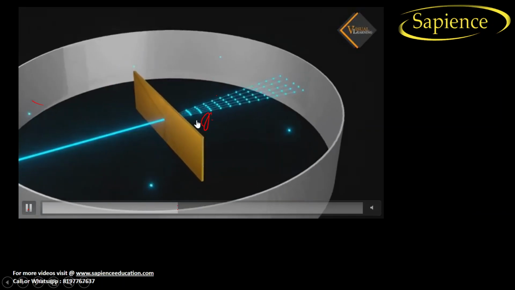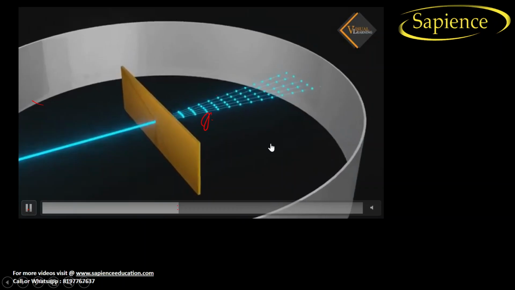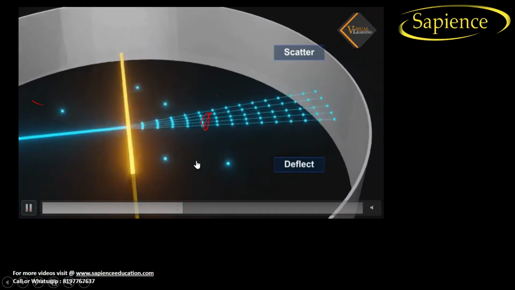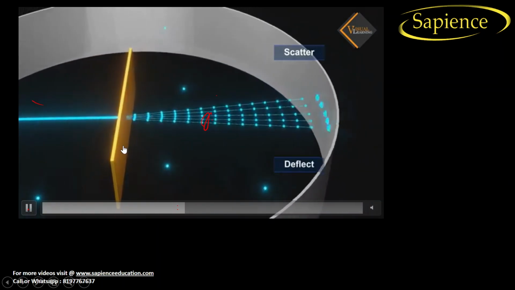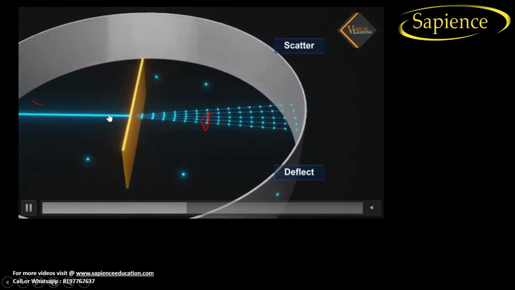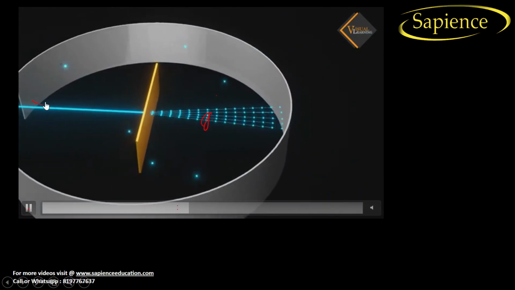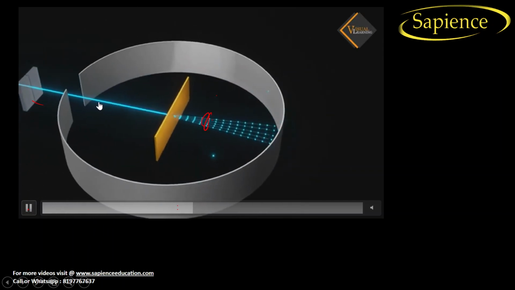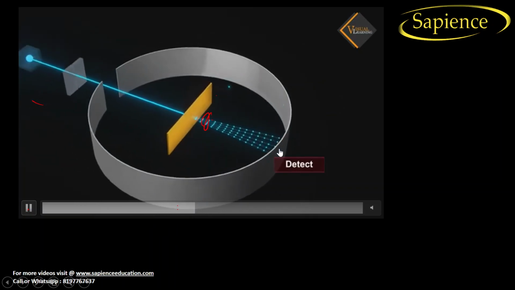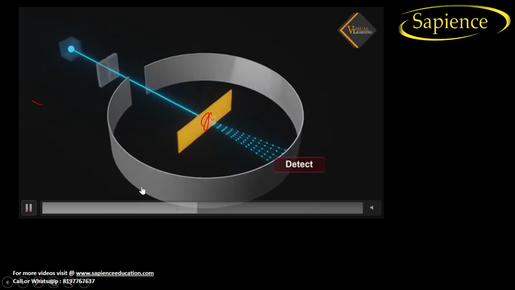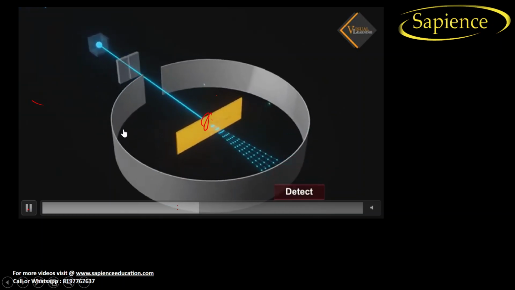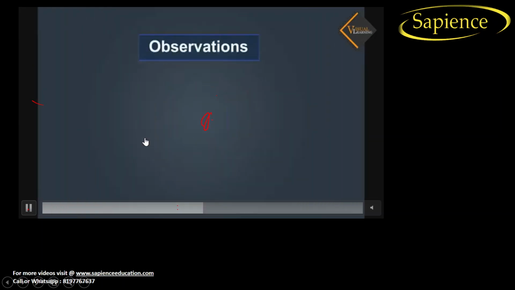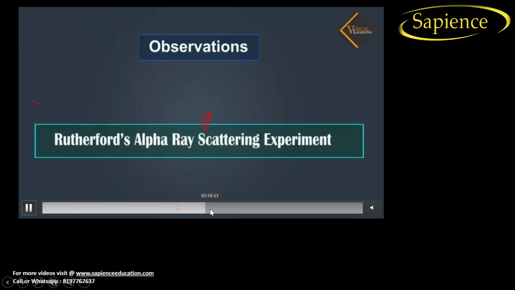See, most of the particles pass through. Some of them get scattered, deflected at a certain angle, and very few return back in the same direction. Whenever alpha rays strike the zinc sulfide, it will start blinking. So this is the detection method. So what are the observations?